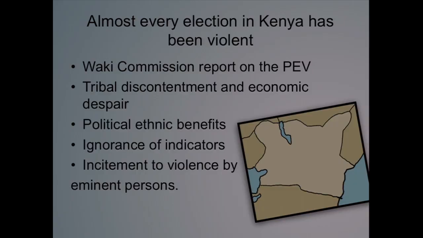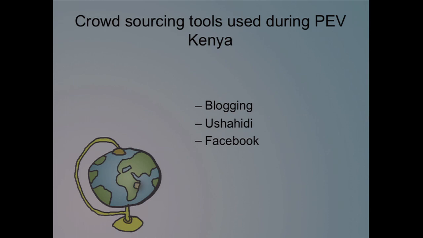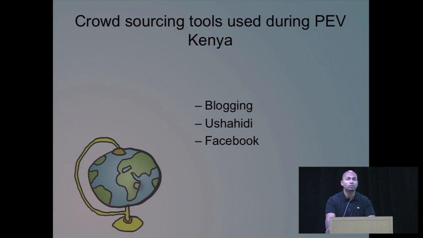So that's sort of just giving a little bit of a foundation on what was happening there during that time. Now, crowdsourcing tools that were used during the post-election violence were blogging, Facebook, and Ushahidi. For those of us who are unaware of Ushahidi, it is a crowdsourcing tool that uses mapping technology to be able to see where SMS text messages are coming from.